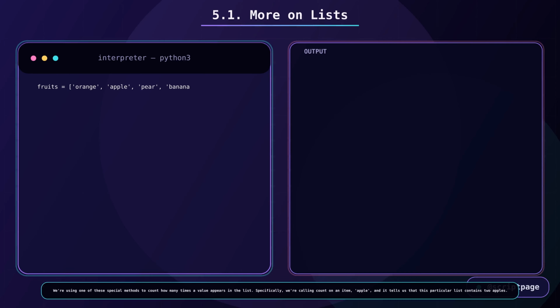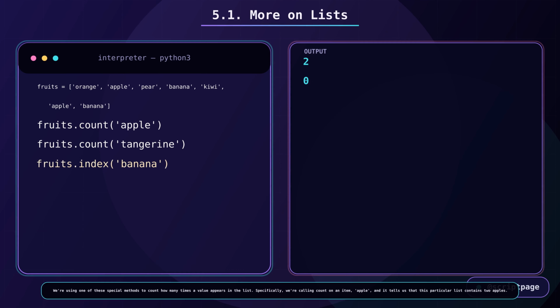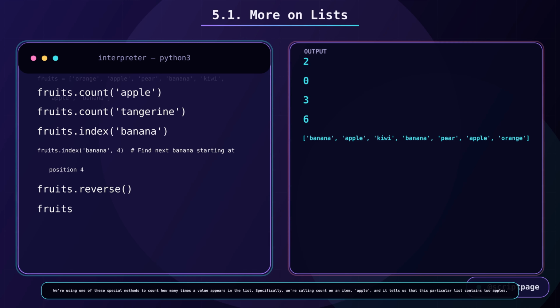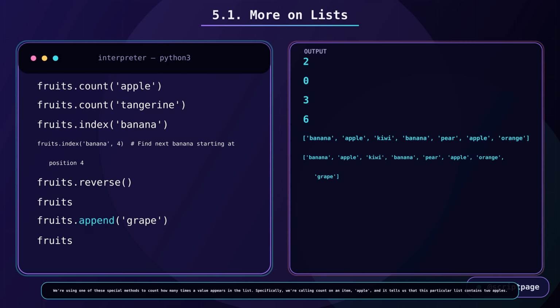We're using one of these special methods to count how many times a value appears in the list. Specifically, we're calling count on an item, apple, and it tells us that this particular list contains 2 apples.